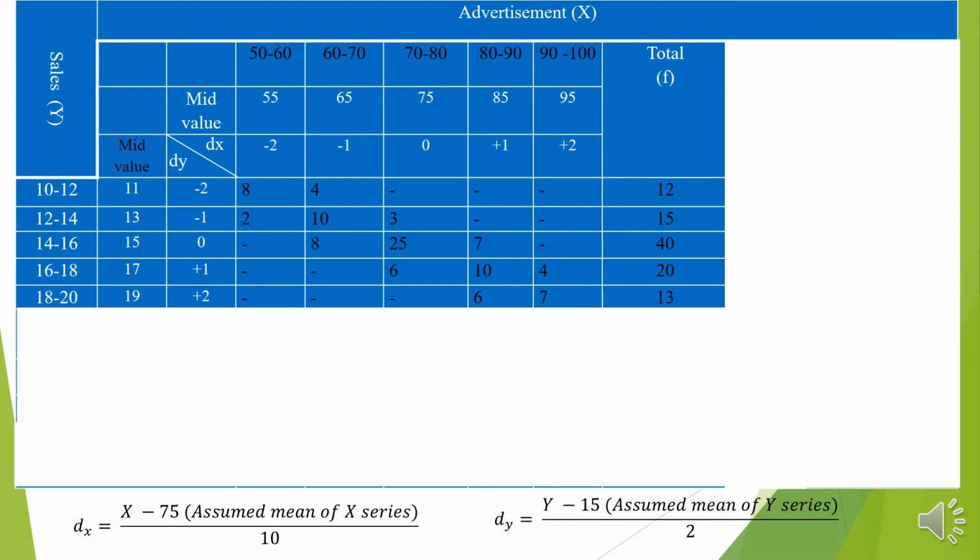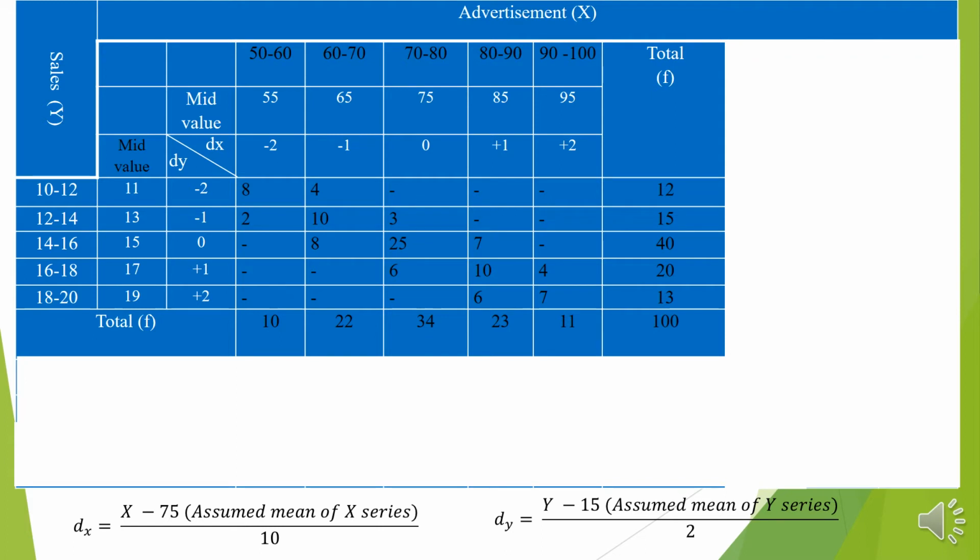So similarly we take the frequency of dx here. So look at the dx frequency. So here 8 plus 10, 10, 4 plus 10, 8, and 10 plus 4, 14, plus 8, 22, 25 plus 6, 31 plus 3, 34, 10 plus 7, 17 plus 6, 23, 7 plus 4, 11. So when you add this total, it should be 100, and here also the total should be 100. Okay, fine. I think it is clear to you.